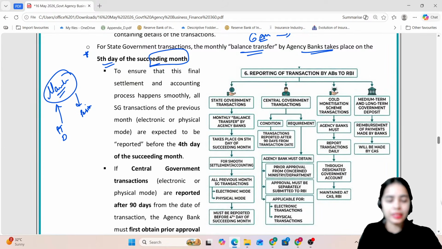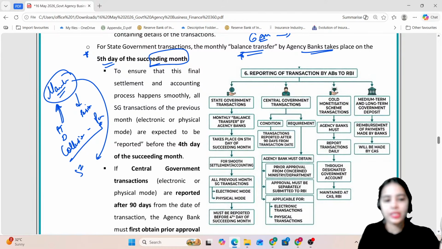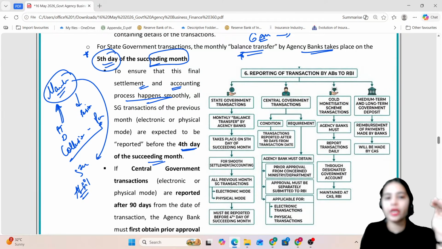So whatever is the collection minus whatever is the payment, that balance has to be transferred to the government by the 5th of the succeeding month, that is by the 5th of April. That means before the 4th day of the succeeding month, all the settlement and the accounting process should happen smoothly, so that by the 5th day of the succeeding month, the balance transfer is possible.